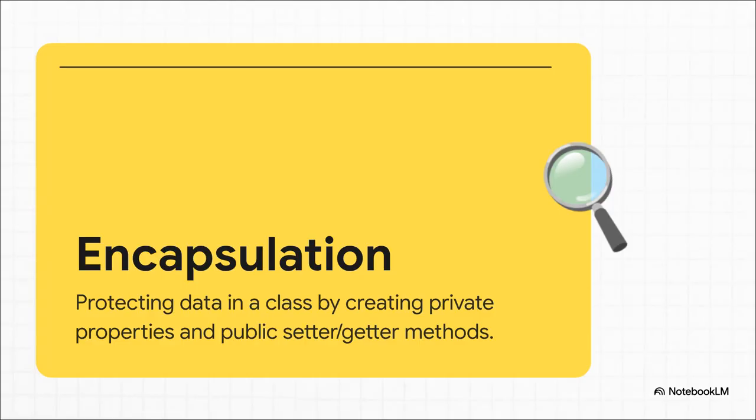Encapsulation. This is all about control. The best way to think about it? It's like a bank vault. Your account balance? That's private data, and it's locked away inside. You can't just walk up and scribble a new number on the ledger. No way. Instead, you have to go through a bank teller. These are the public methods like deposit or withdraw. This whole process protects the data from getting corrupted and makes sure every single change is done the right way.